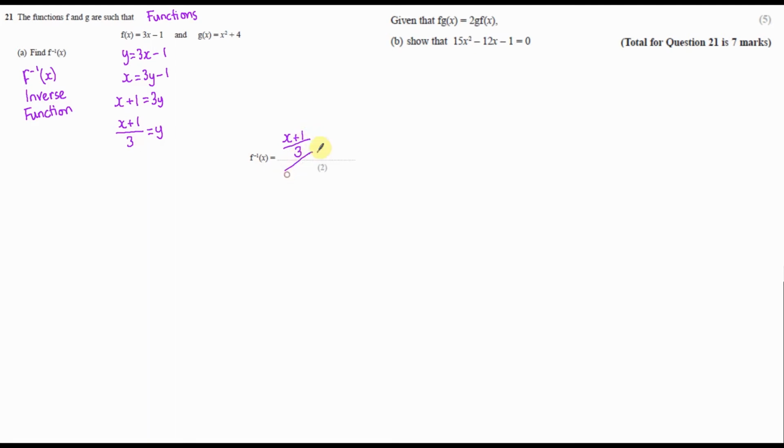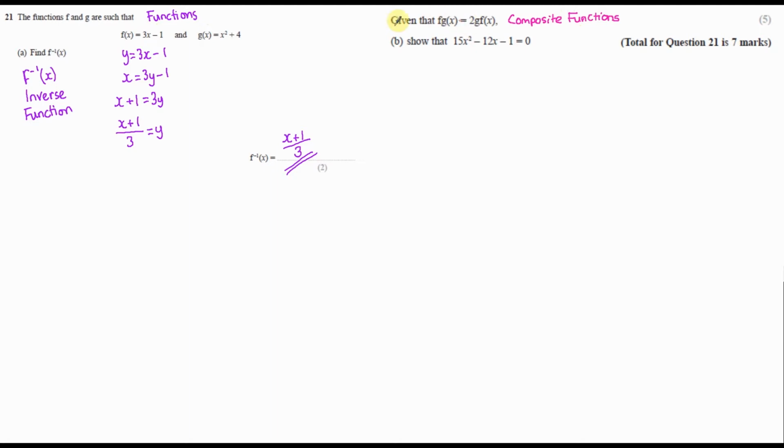Okay, part B, it says given that f of g of x equals 2 of g of f of x, we want to show that 15x squared minus 12x minus 1 equals 0. So first of all, what is this topic? This here is composite functions. That's what that basically means there. You've got a function of a function. So it's combining the two of these in different ways.